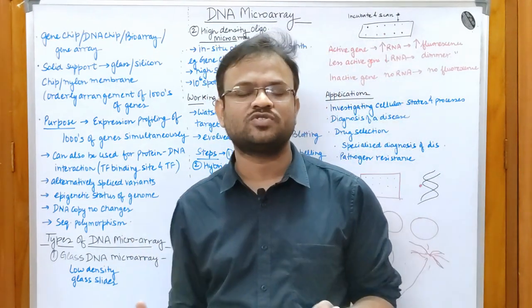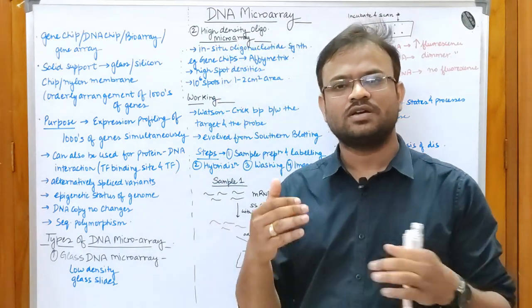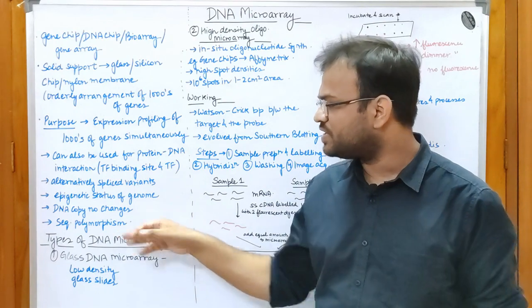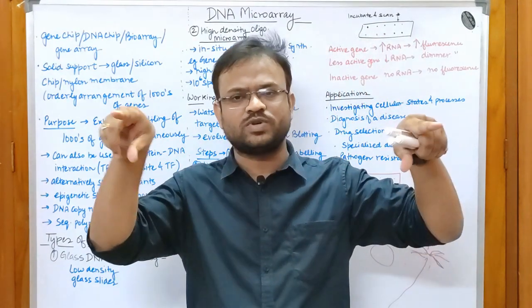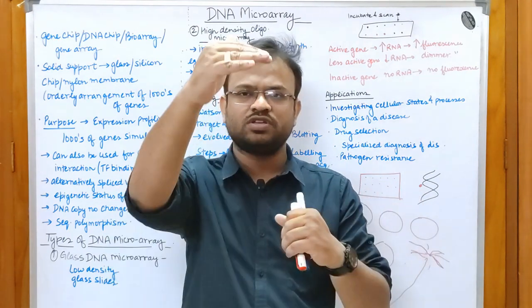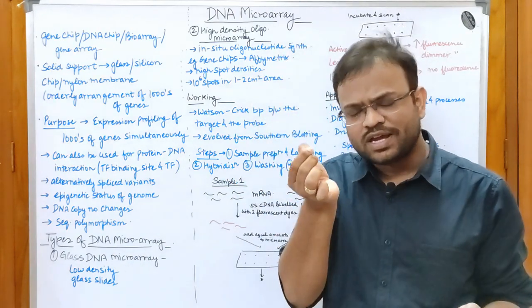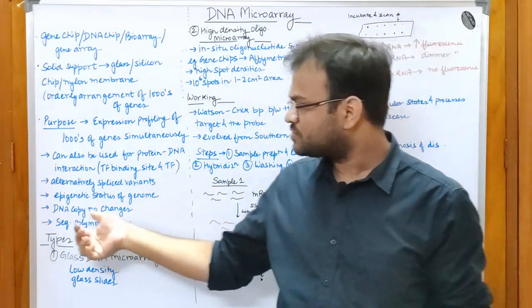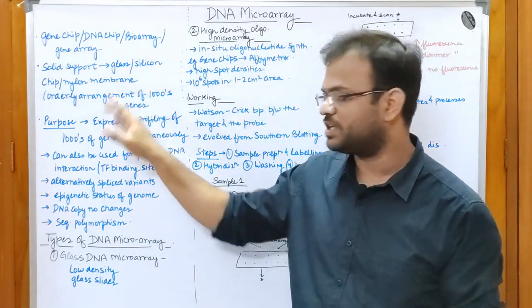Sequence polymorphism. So what is morph? Morph means form. Polymorphism means number of forms of a given sequence. So there are small changes in sequence. Suppose this is sequence number 1, sequence number 2, sequence number 3, sequence number 4. So these 4 sequences are varying amongst each other in a very small way. So you can also study those sequence polymorphisms through this method.